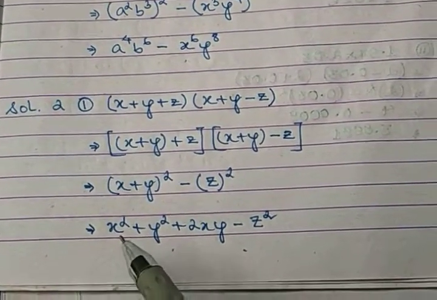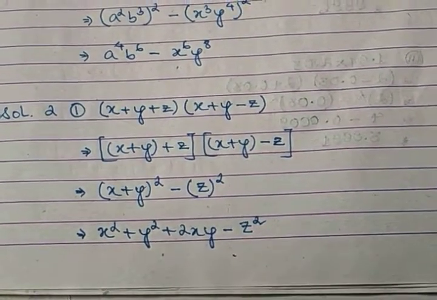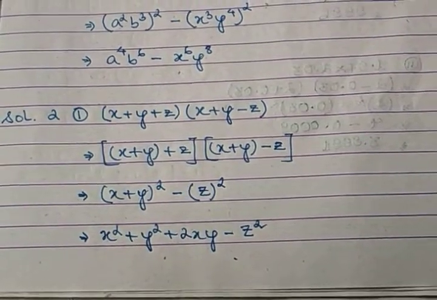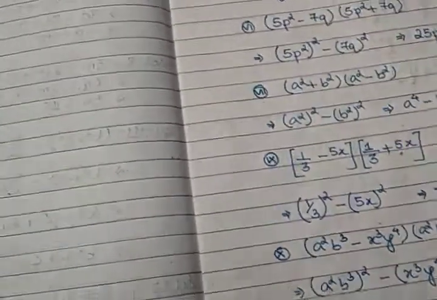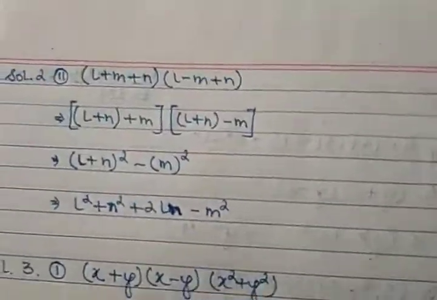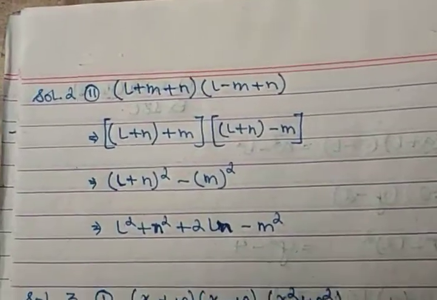What do I have here? Four terms, unlike terms. So this is our answer, isn't it? We cannot proceed further. Okay. For the next one also, again the same thing.